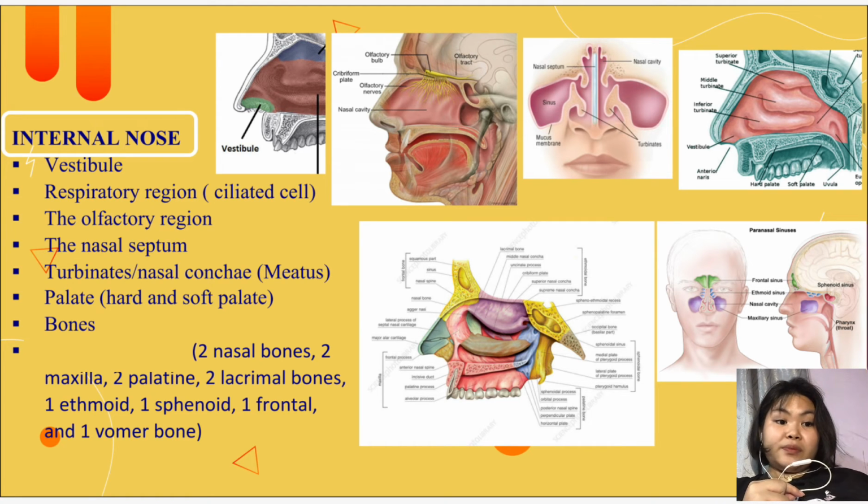The hard and soft palate. The hard palate separates the oral and nasal cavity, bordering the oral cavity superiorly and forming the roof of the mouth, and the nasal cavity inferiorly, forming its floor.